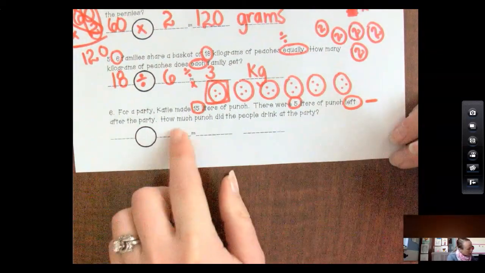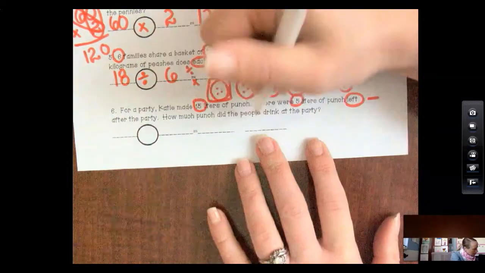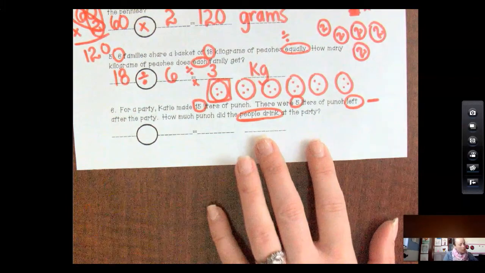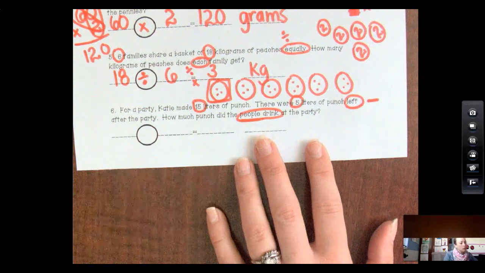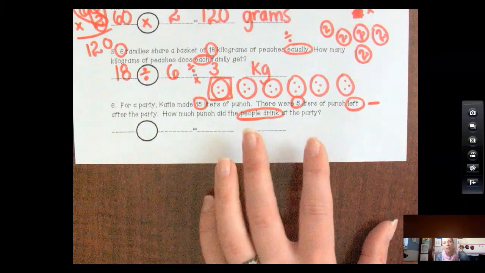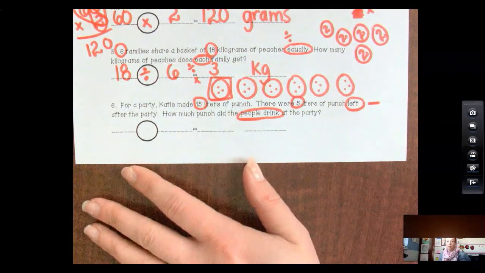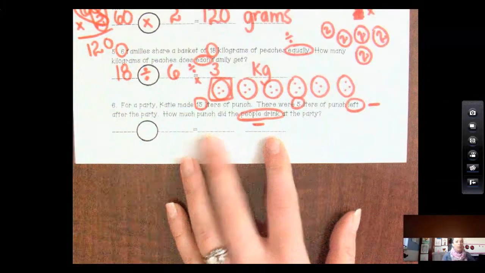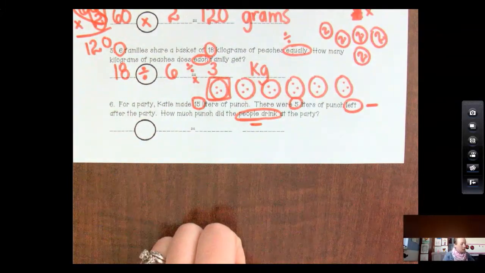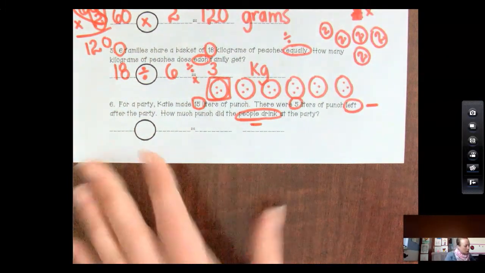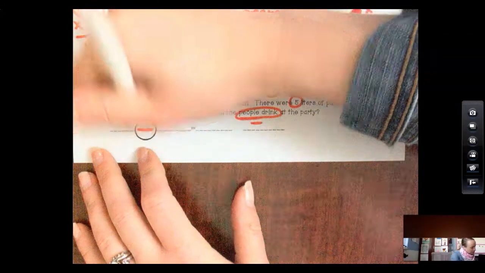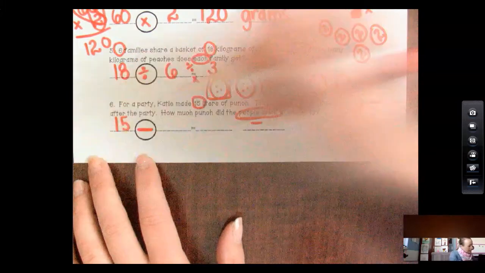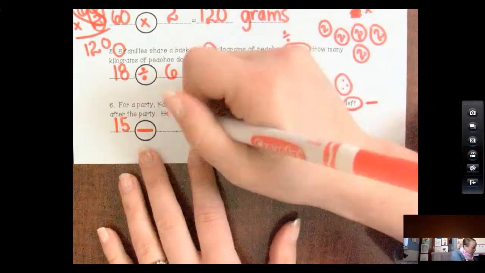And then it says, how much punch do the people drink? If you're drinking things, okay, if you're drinking water or milk, are you getting more milk? No, you're taking away the milk. If I'm drinking, my milk is disappearing, right? So if something is disappearing, if people are drinking something, that would be minus. Okay, because they're not getting more drinks. They're getting less drink in their cup. So that is minus there. 15 must go first. Minus our other number, which is 5.